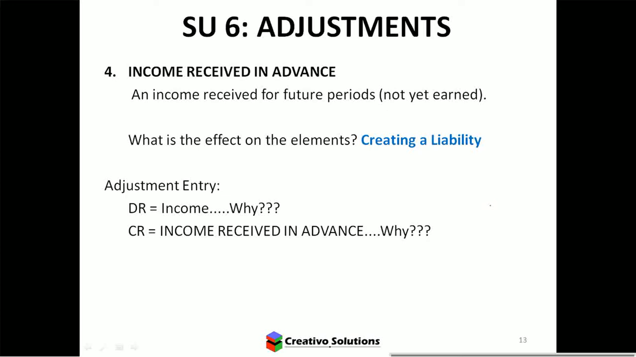Okay, so if I'm adjusting my income, is my income too high or too low? Too low. Too high, sorry, too high. Okay, explain why. Because they overpaid us. Exactly. So your income would have been overstated. Right. Am I going to owe someone something? Yes. So what type of account is income received in advance? It's a liability. Correct. Okay. Good. Making sense? Yes. Okay.